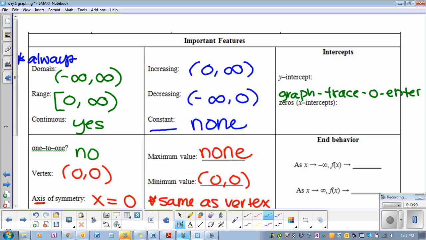And then your zeros or your x-intercepts, you can go to second, trace, and then 0. And we're going to use something called blinking bob. So I'm going to put a little BB there and circle it so we remember. That's silly. Blinking bob.